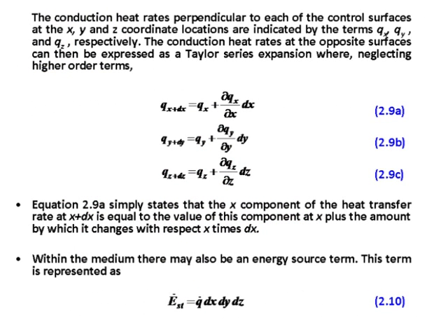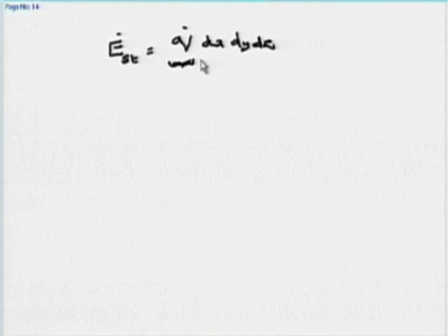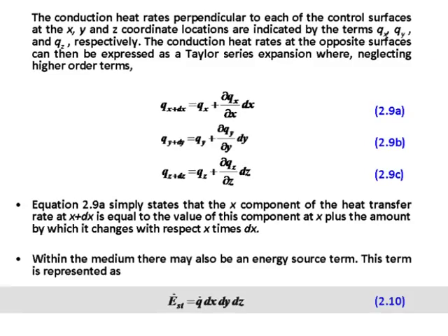So, next is E dot st. What is E dot st? E dot st is energy generation per unit volume into dx into dy into dz. I should be knowing this q dot, as the professor said, for nuclear reactor application we will perhaps know the energy generation or the heat generated. So, that is this q dot dx dy dz.